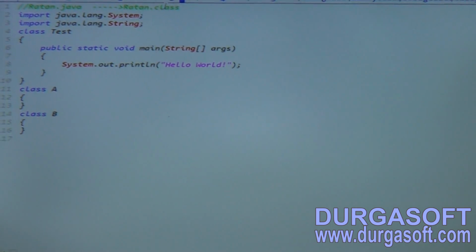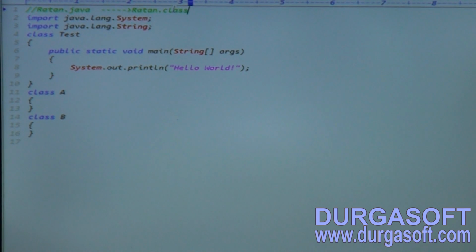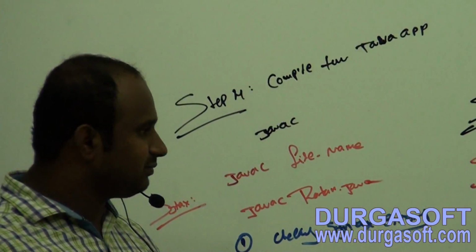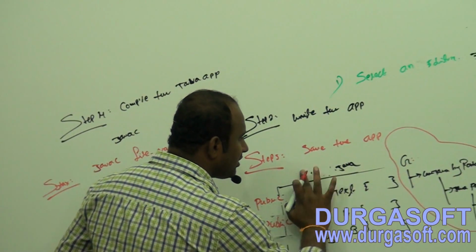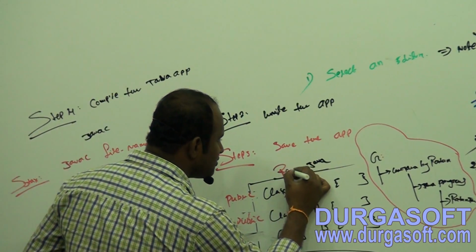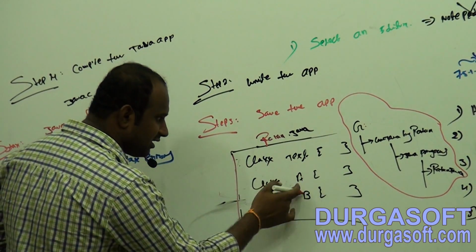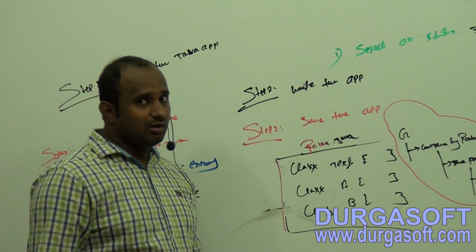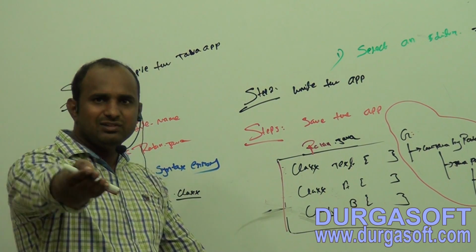Out of 100, 90% of persons are saying Ratan.class. But concentrate here. We say the application is Ratan.java, but three classes are there: Test class, A class, B class. We compile, and immediately you say, hey Ratan, our file name is Ratan.java, so obviously our application's .class file name is Ratan.class.